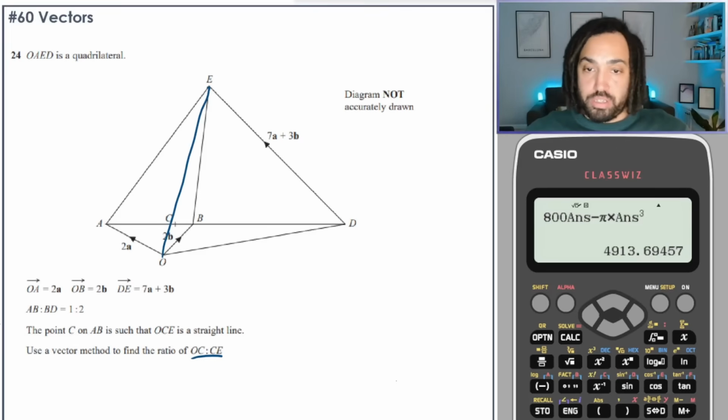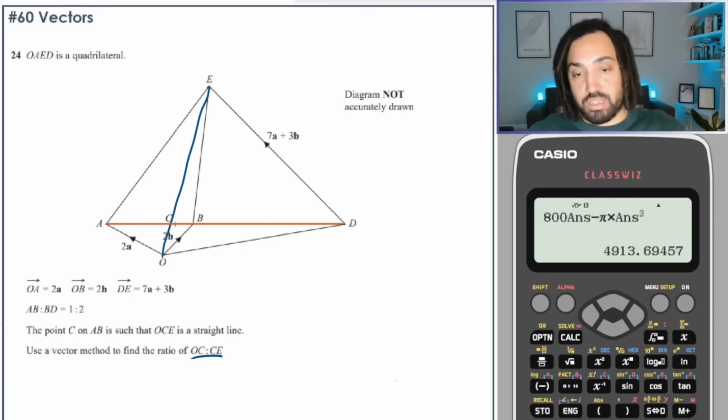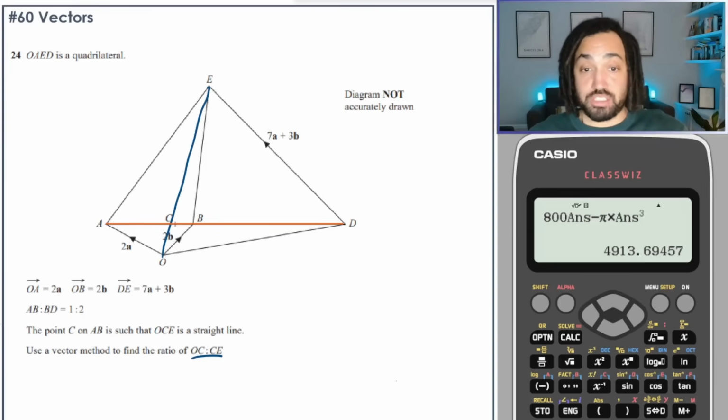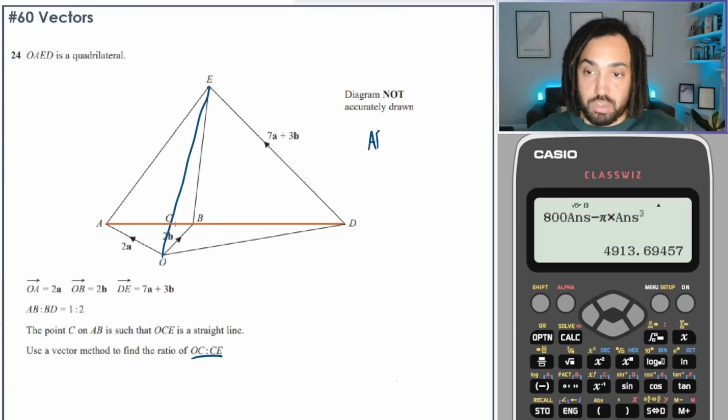So what we're going to do is look at these two lines that cross, the blue line and the orange line, because those are the ones that cross at C. And we're going to find an expression for OC going down the blue line and going down the orange line. Okay, but before we can do all of that, we need to find as much information as possible. So let's start with AB.